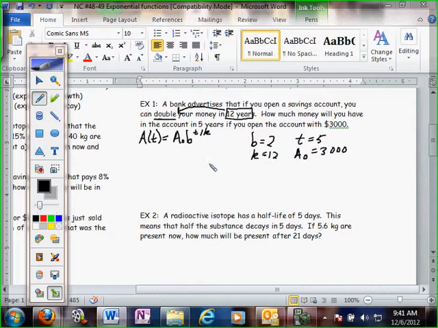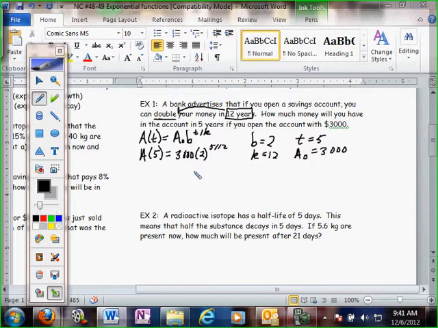So I have this problem. So what I'm looking for is A of 5. A of 5 is equal to A naught, which is going to be 3,000, times B, which is 2. You need to put that in parentheses. To the power of T over K. So that's going to be 5 over 12.